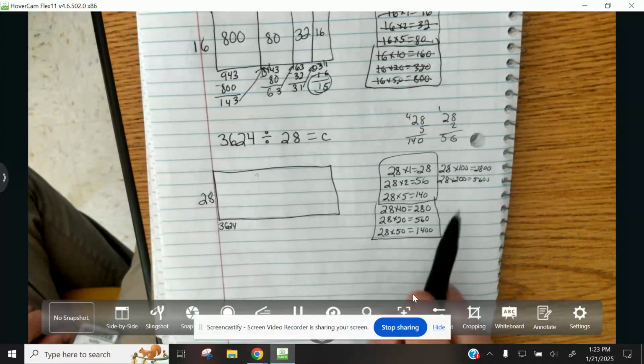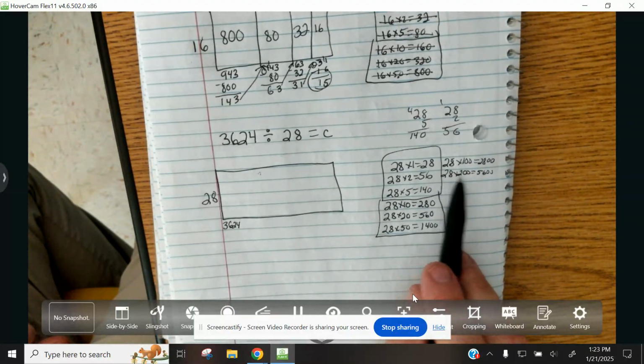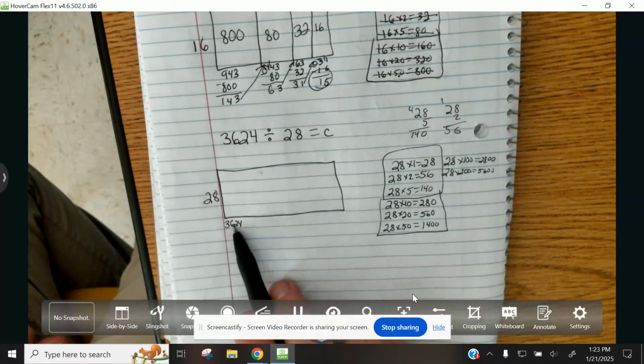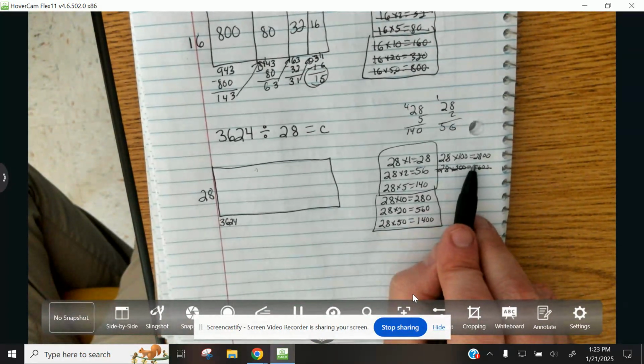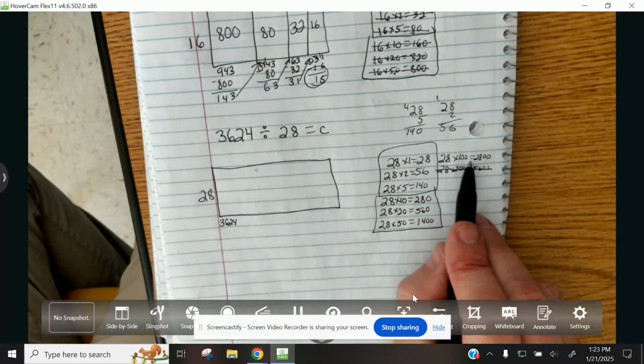Beep, beep, beep. And you should see I'm beeping because 5,600 is bigger than this. So I'm not going to use that one, but I am going to use this one. So I know 28 times 100 is 2,800.